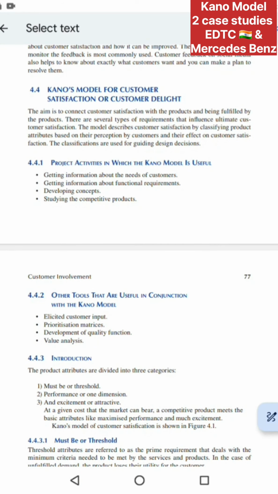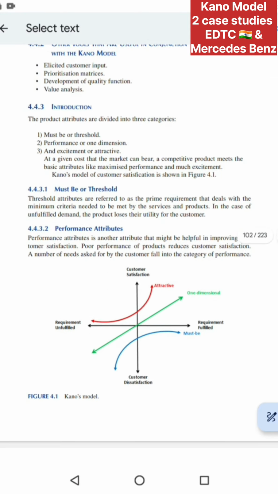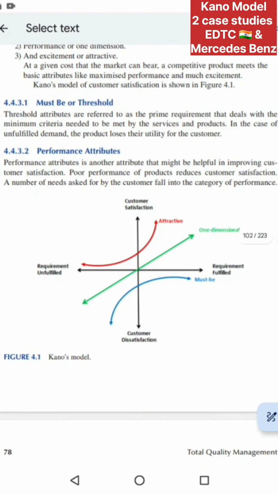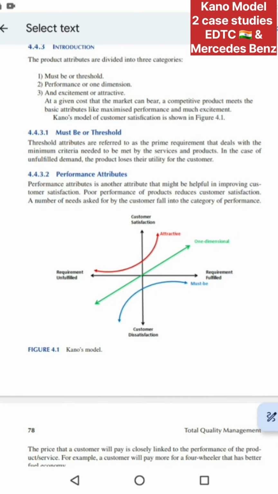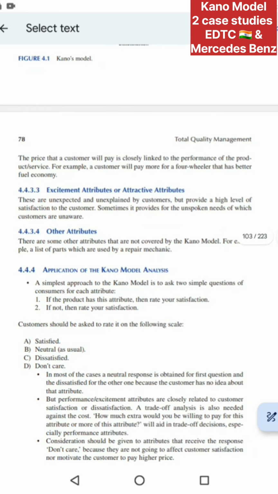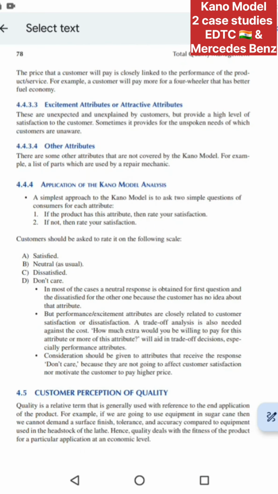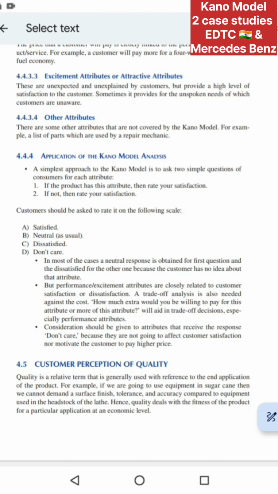Now you can see that 4.4 is the Kano model for customer satisfaction or customer delight, right? And then furthermore it talks about what layers the Kano model has, like must-have, good to have, taken for granted, and so on, right? And then there is a detailed discussion about the Kano model, what attributes it has, and what the applications of Kano model analysis are.